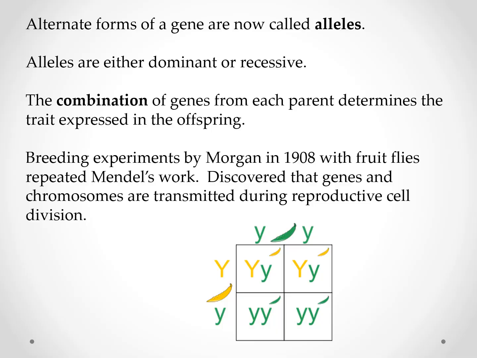So we now know today that alternate forms of a gene are called alleles, and alleles are either dominant or recessive, right? And it's really the combination of genes from each parent that determines the trait expressed in the offspring, right? This was later confirmed by breeding experiments by a gentleman named Morgan in 1908 with fruit flies that essentially repeated Mendel's work, right? And discovered that genes and chromosomes are transmitted during reproductive cell division.